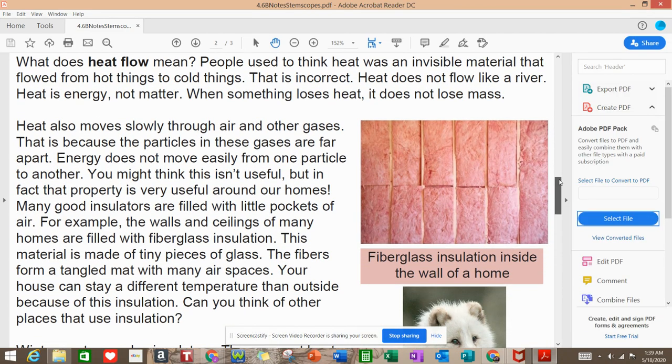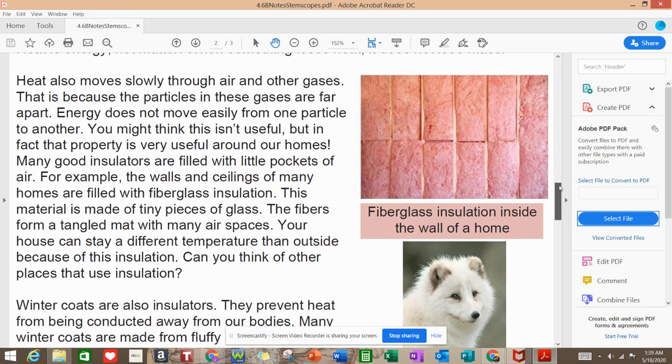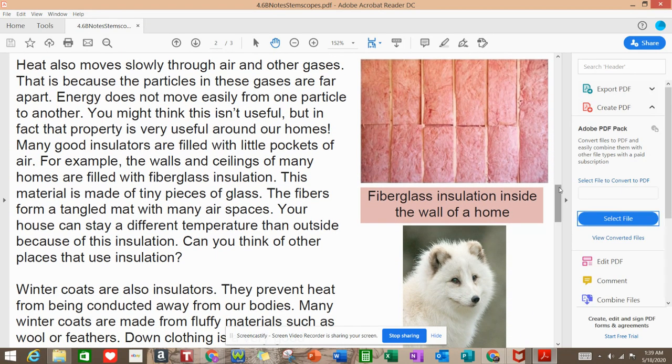What does heat flow mean? People used to think heat was an invisible material that flowed from hot things to cold things. That is incorrect. Heat does not flow like a river. Heat is energy, not matter. When something loses heat, it does not lose mass. Heat also moves slowly through the air and other gases. That is because the particles in these gases are far apart. Energy does not move easily from one particle to another.